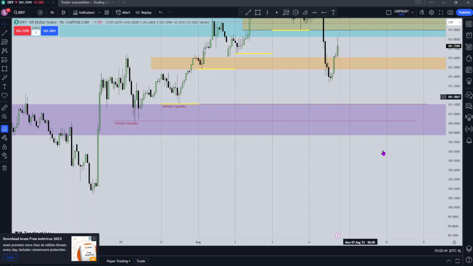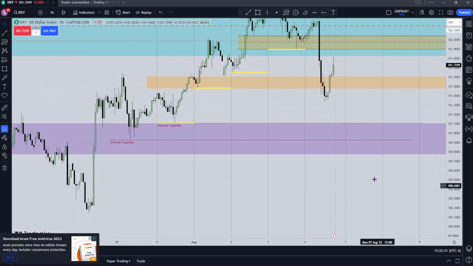So there is reason for price to want to draw to these levels because we have all of this upside delivery which hasn't been delivered on the downside. So there's this massive inefficiency down here that I can anticipate price wanting to draw down into.